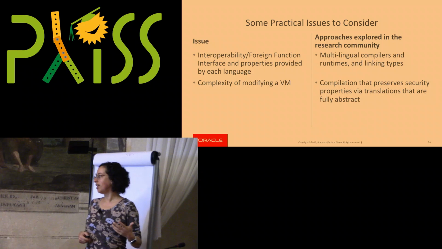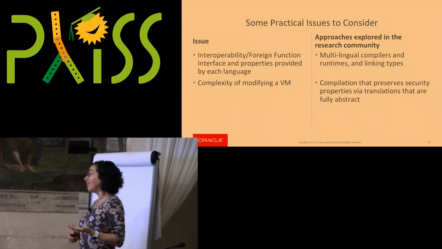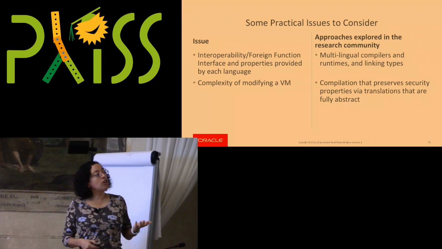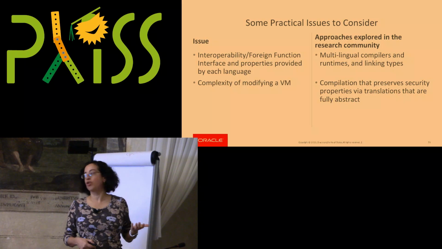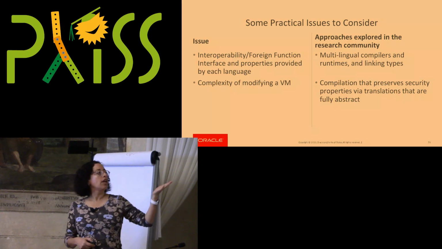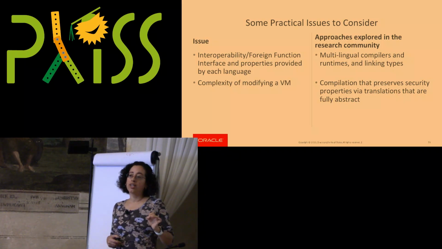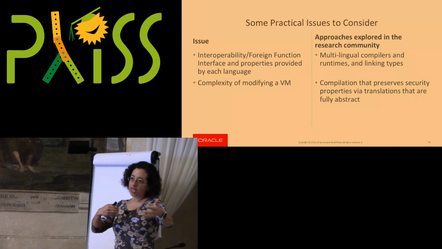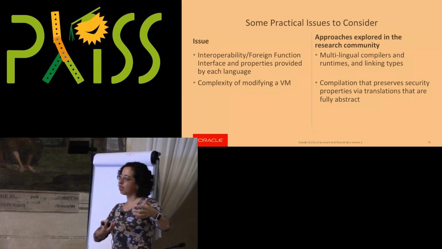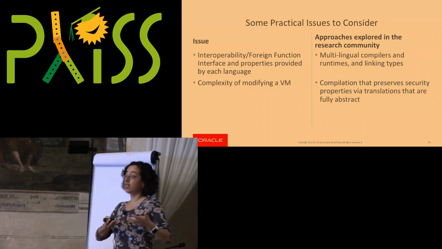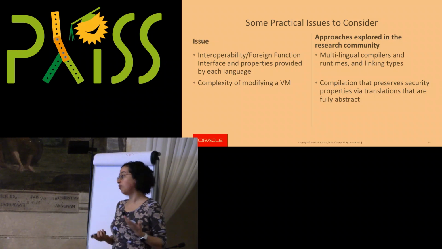Another issue is that if you're going to go for a dynamic solution, the complexity of modifying a VM is high. And there are other approaches that the research community has been looking into. Can you do compilation that preserves security properties via translations that are fully abstract? Therefore, you're doing it outside of the VM rather than inside of the VM, but you're still preserving the semantics. And that's the key important thing.